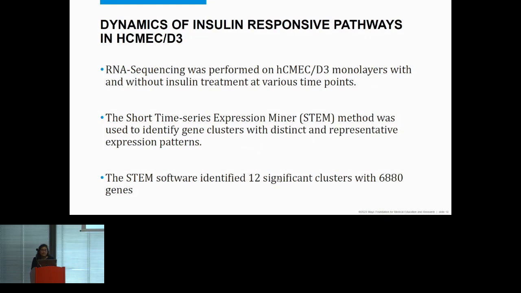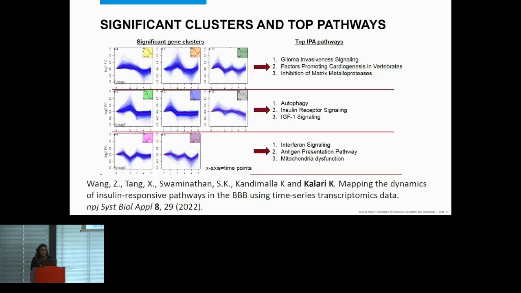So what happened is when we did this, we identified 12 significant clusters with about 6,000 genes. Of those, we picked primarily 3 groups. One is right after insulin treatment, the set of genes in this cluster are going up. In the second, at the early time point they go up, but then later on they go down after insulin treatment. And then in the third group, we found that the genes are downregulated in general.